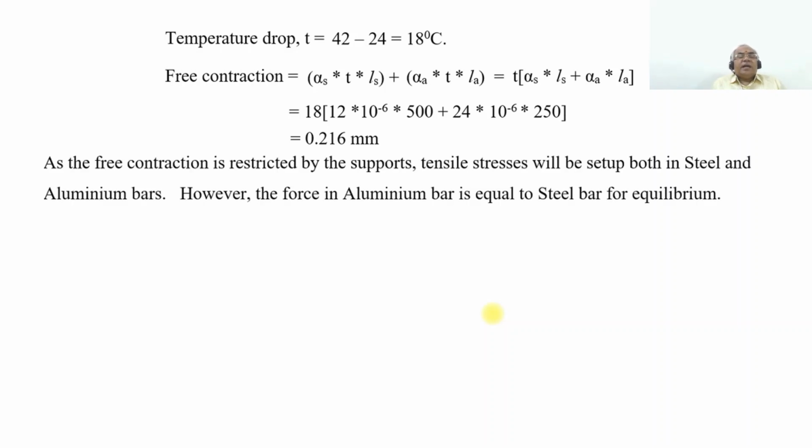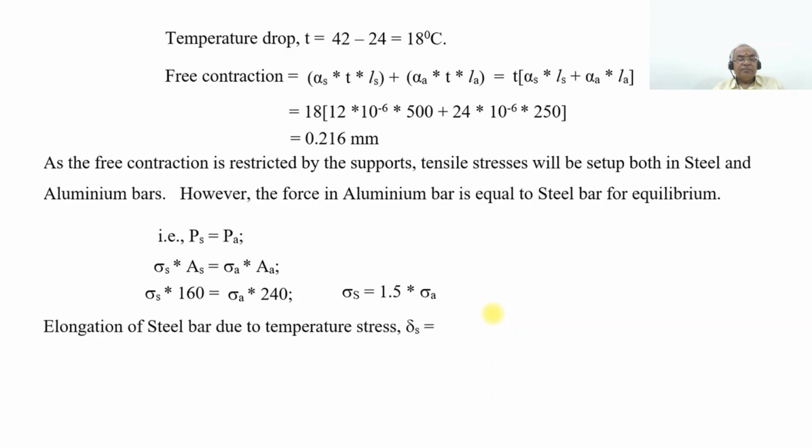As the free contraction is restricted by the supports, tensile stress will be set up in the steel bar as well as the aluminium bar. However, the force in the aluminium bar is equal to the force in the steel bar, because PS will be equal to PA, as both the ends are fixed. So sigma S into AS will be equal to sigma A into AA. Sigma S into 160 will be equal to sigma A into 240. So sigma S will be equal to 1.5 times sigma A.